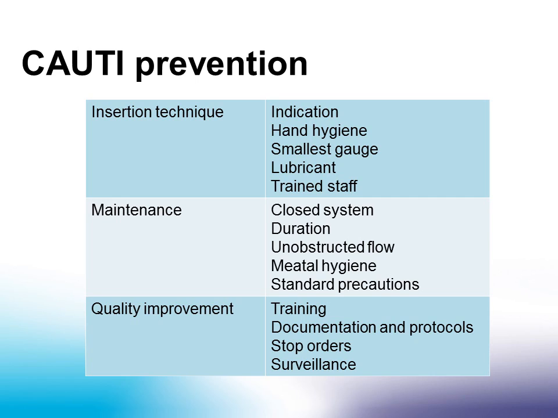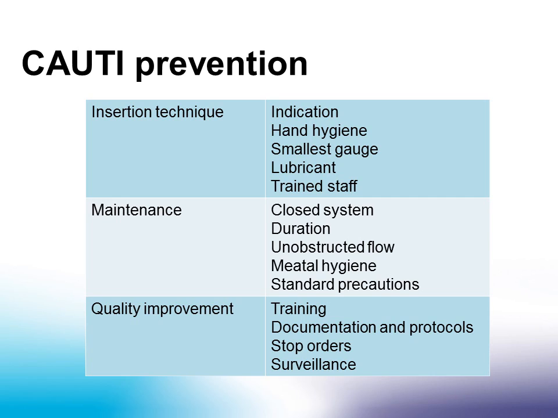The main principles of CAUTI prevention are to limit urinary catheter use and minimise catheter duration. Other prevention practices are possible with insertion technique, maintenance, and quality improvement. When inserting a urinary catheter, prevention practices include clearly defining the indication, hand hygiene, selecting the smallest gauge catheter, use of lubricant, and a person trained and competent in the procedure.